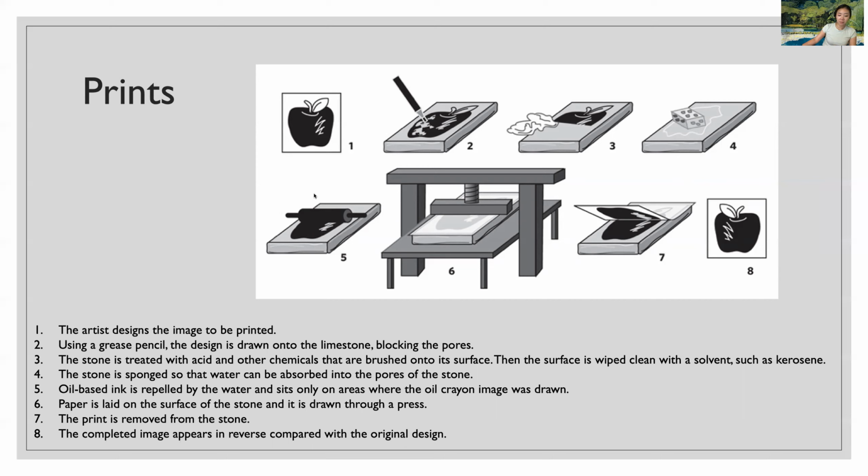Number four, the stone is sponged so that water can be absorbed into the pores of the stone. Number five, oil-based ink is repelled by the water and sits only on the areas where the oil crayon image was drawn. Number six, the paper is laid on the surface of the stone and it is drawn through a press. Number seven, the print is removed from the stone. Number eight, the completed image appears in reverse compared with the original design.